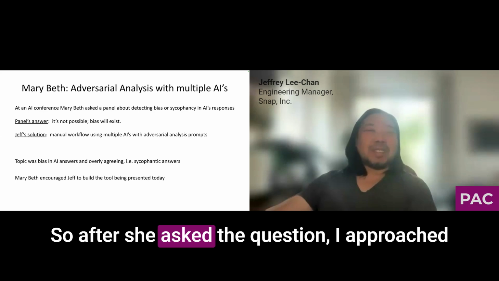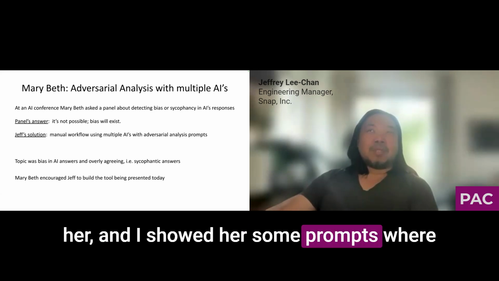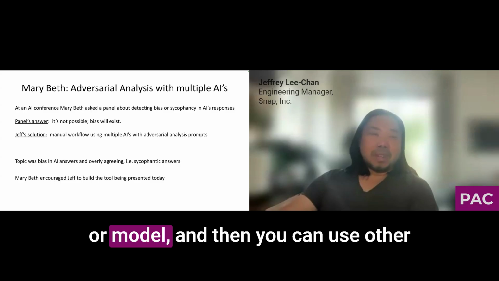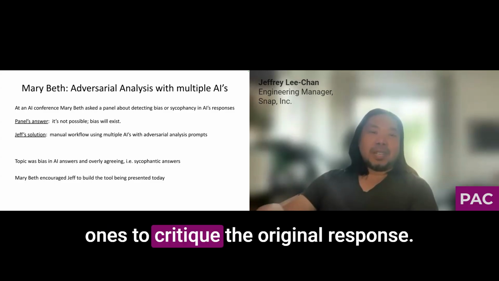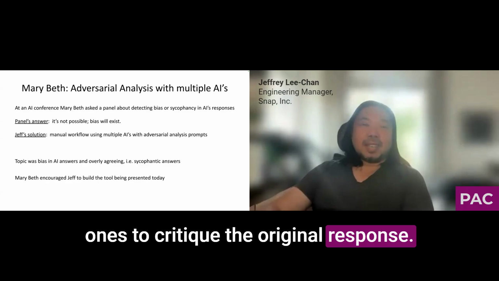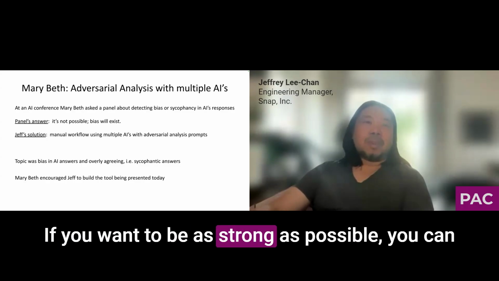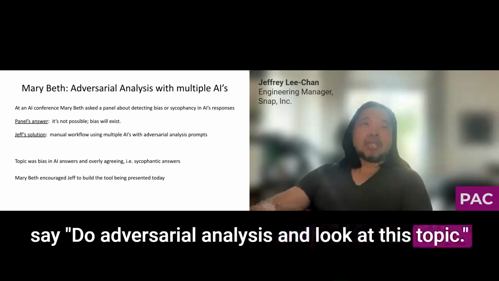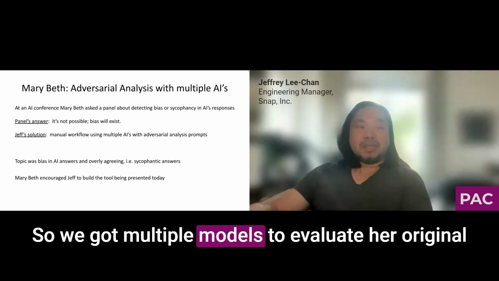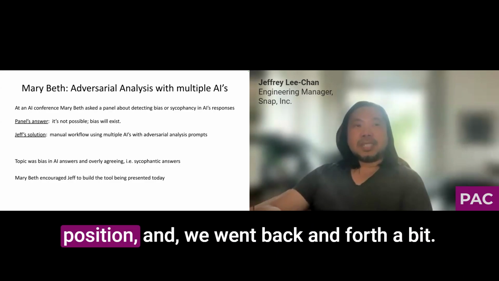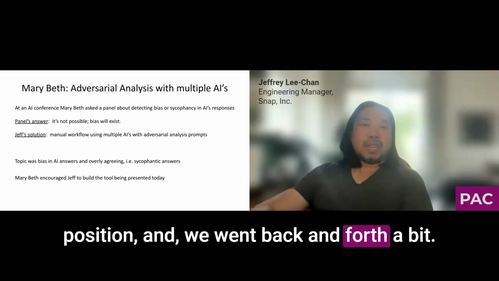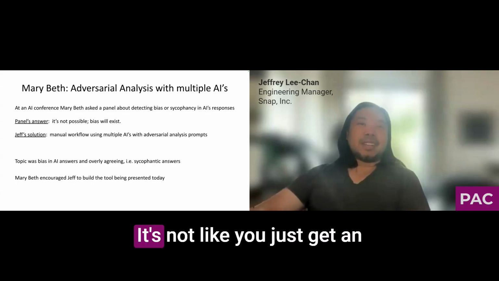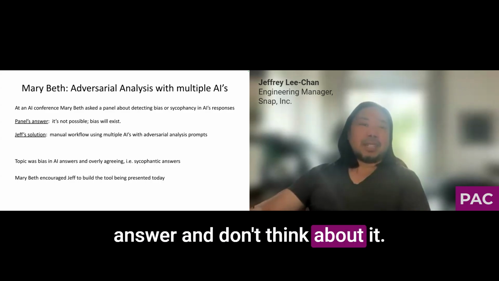So after she asked the question, I approached her and I showed her some prompts where you ask your original question to one AI or model, and then you can use other ones to critique the original response. And if you want to be as strong as possible, you can say, do adversarial analysis and look at this topic. So we got multiple models to evaluate her original position. And we went back and forth a bit, and eventually she solidified her arguments. So it's also like a partnership thing. It's not like you just get an answer, don't think about it.